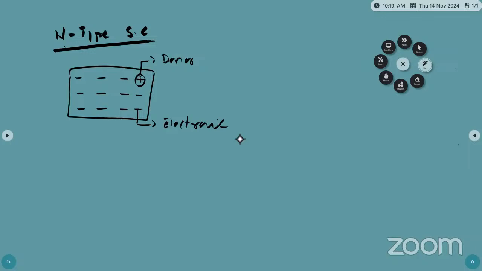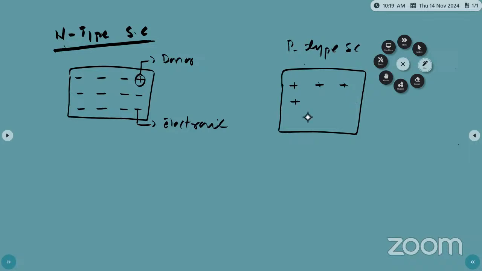Okay, the donor ion. Now we can take the P-type semiconductor. The P-type semiconductor has holes as its charge carriers. The holes are denoted by the positive sign. Now, for example, if you are joining the P-type and N-type, the N-type has electrons as charge carriers, and the P-type has holes as charge carriers.